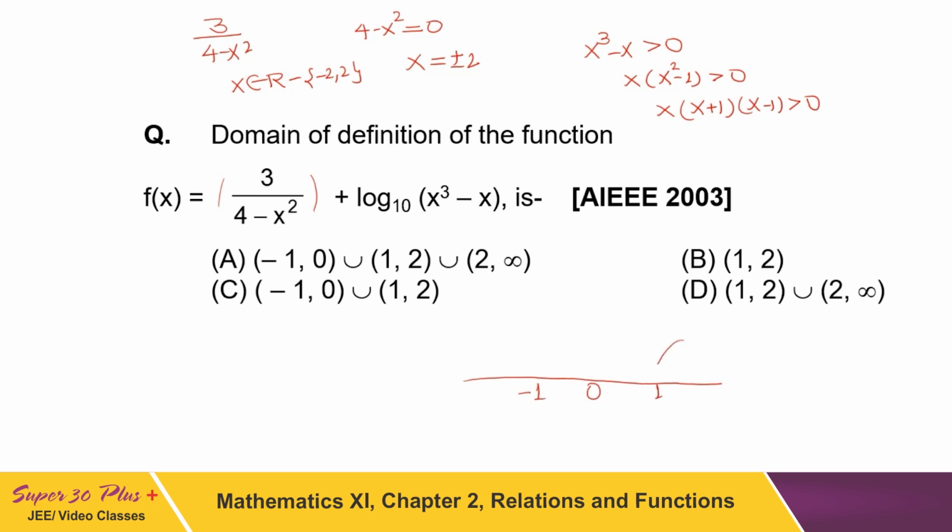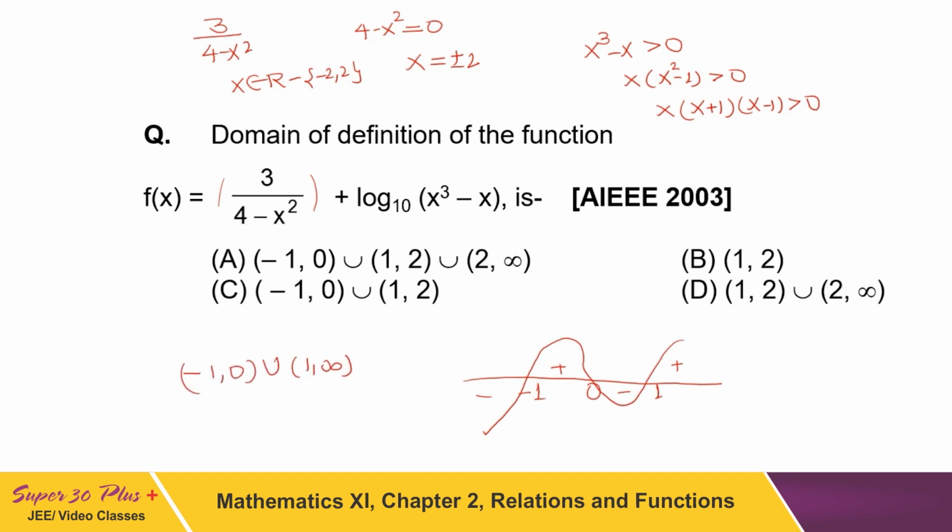A wave comes from this side and goes to this side. As we know, this is the plus region and this is the minus region. Our answer is the plus region. Means the domain of the second part is minus 1 to 0 union 1 to infinity.